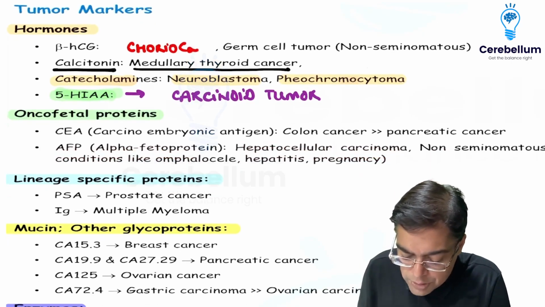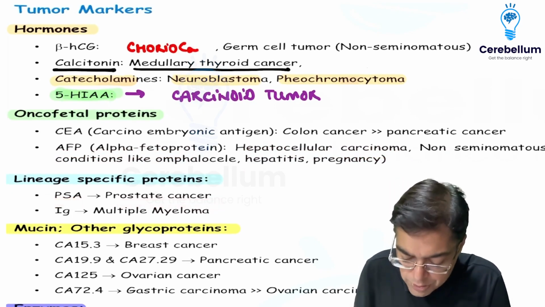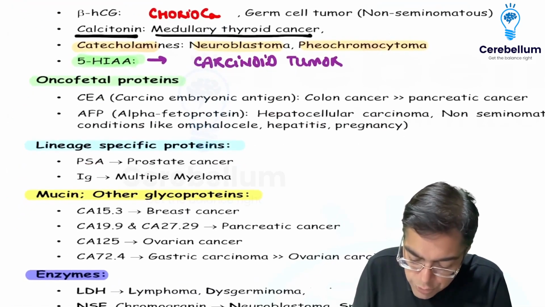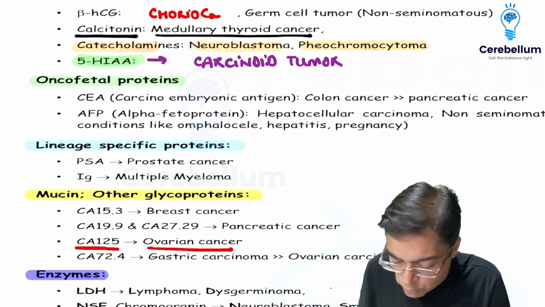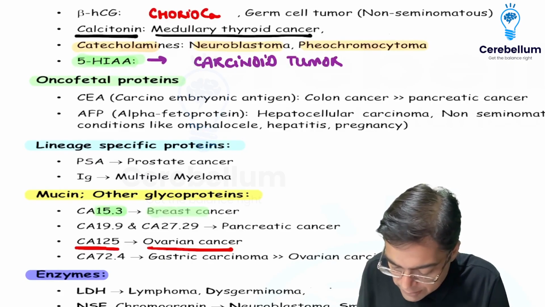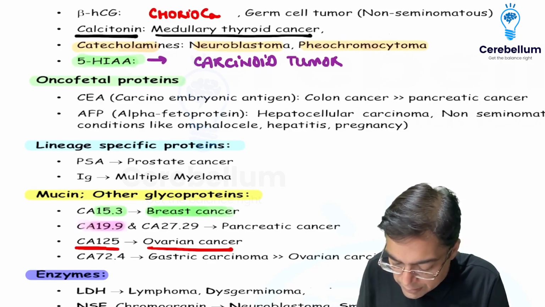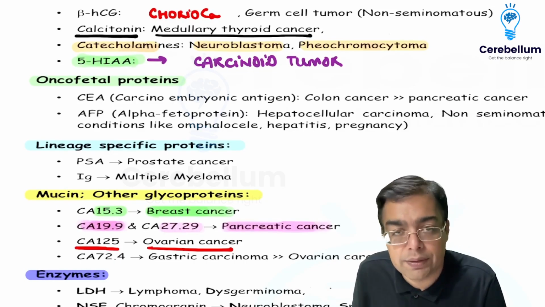Then we are talking about prostate specific antigen, which is seen, of course, in prostate cancer, and multiple myeloma patients who are going to be having immunoglobulins, right? Out of the mucin glycoproteins, most of the questions asked in the exam are from CA125, that is for ovarian cancer. CA15-3 is what you are going to be associating with breast cancer. Then we may have markers like CA19-9 and CA27-29, which are more characteristically associated with pancreatic cancer.